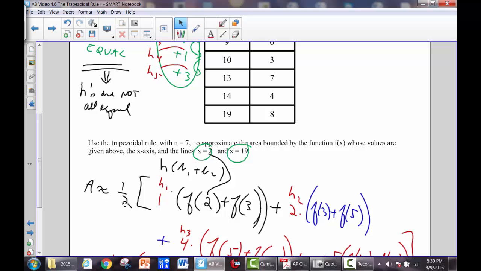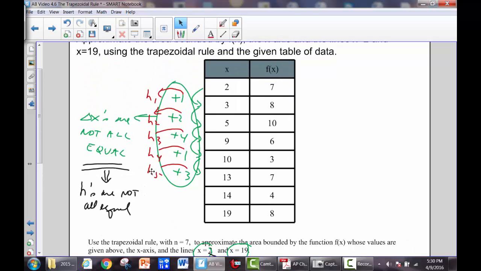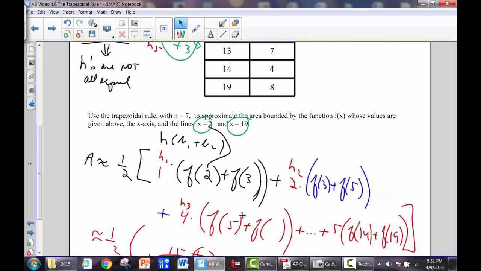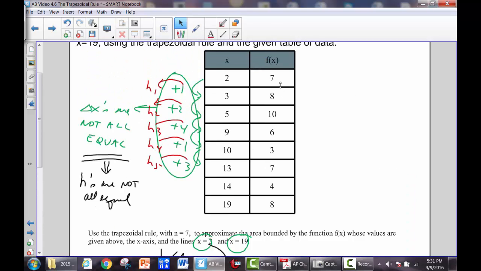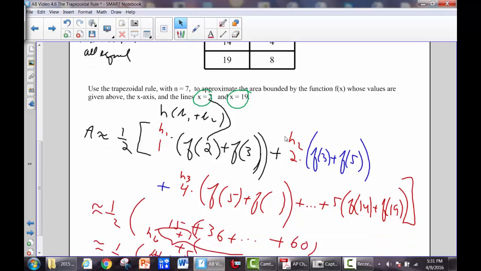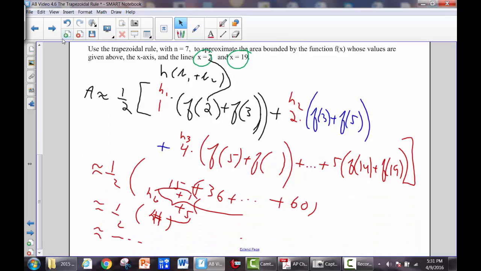Okay, so that's going to be 1/2, but unfortunately we don't have a common height we can pull on the outside. So our height 1 was 1, our height 2 is 2, our height 3 is 4, height 4 is 1, height 5 is 3, height 6 is 1, height 7 is 5. So there's the 1, the 2, the 4, etc. And then you'll have base 1 plus base 2, which is f2 plus f3. The next one will be f of 3 plus f of 5. The next one will be f of 5 plus f of 9, etc. And you'll just take all those numbers from the table.